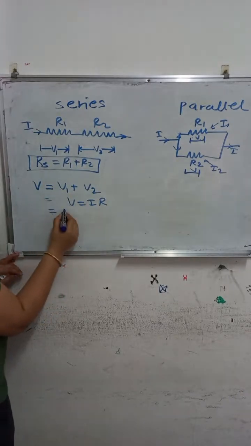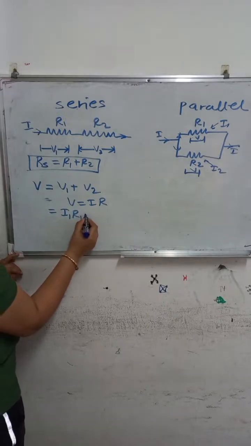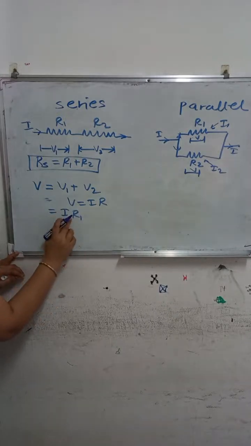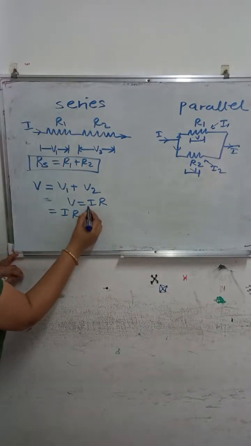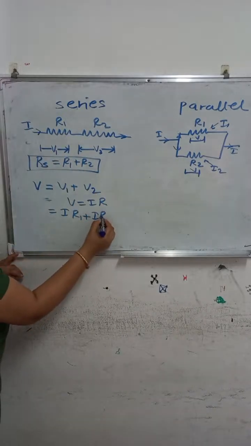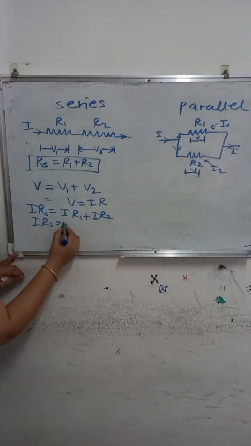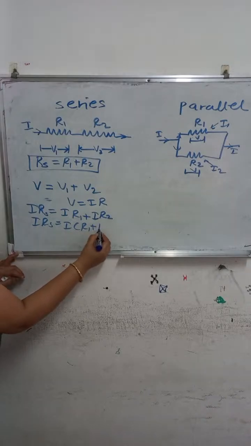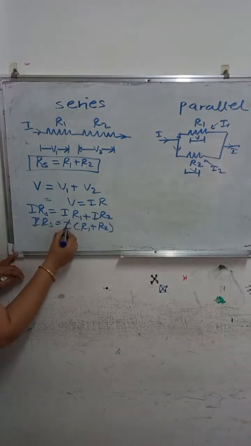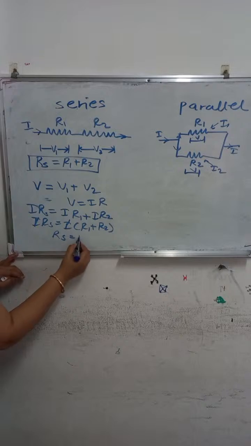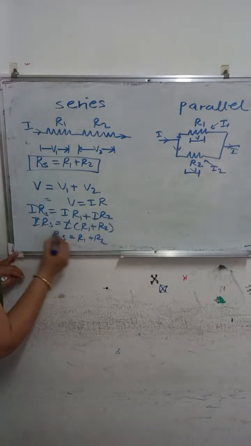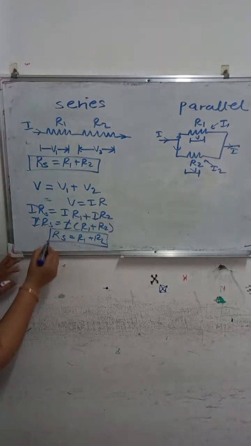So V1 is I into R1, since only I amount of current is going, and V2 is I into R2. So V is equal to I into R. I write capital RS, so I into RS equals I into R1 plus R2. If I take I common, I and I get cancelled and we get the expression RS equals R1 plus R2.